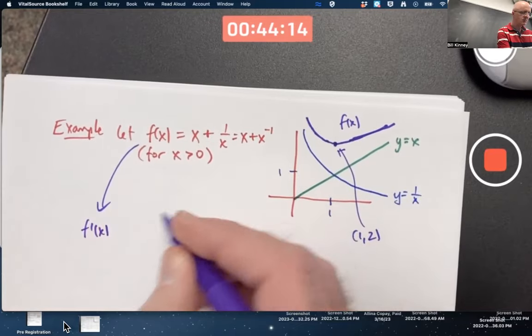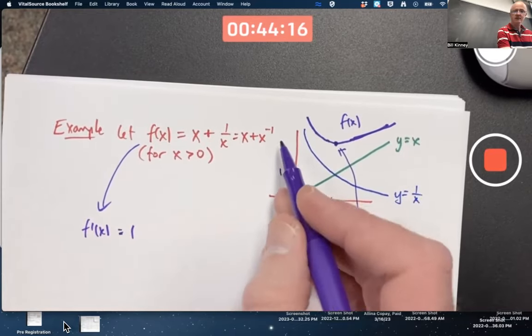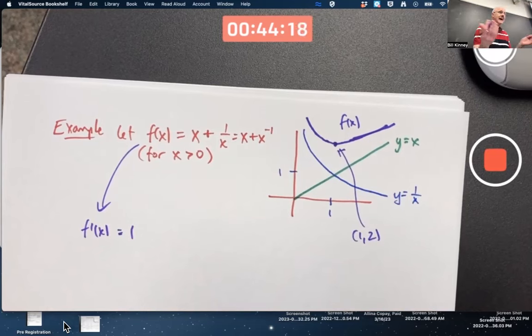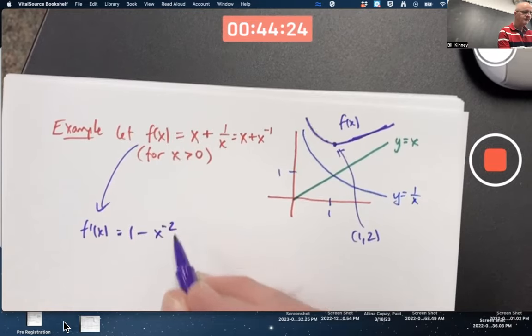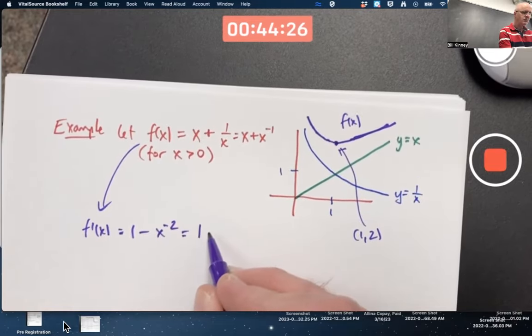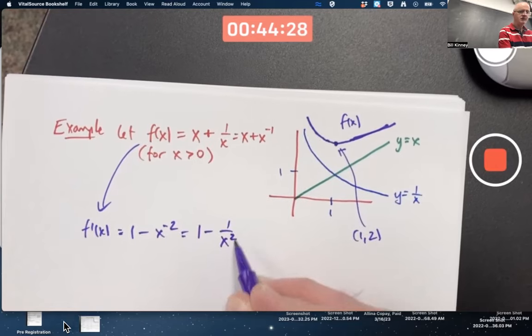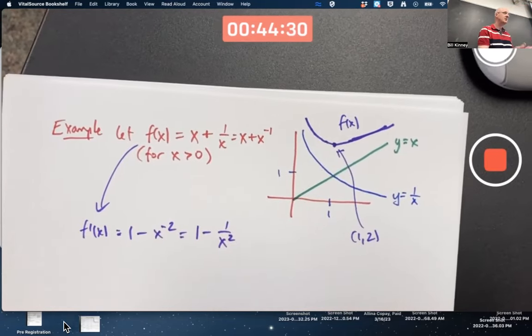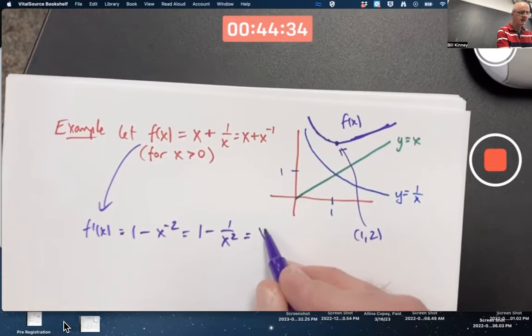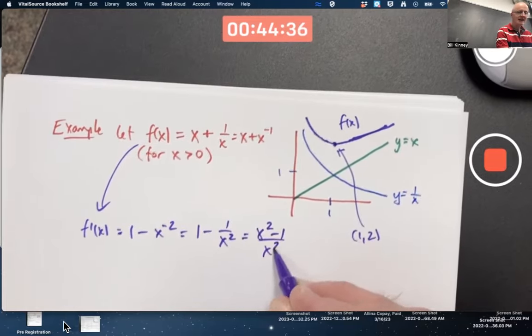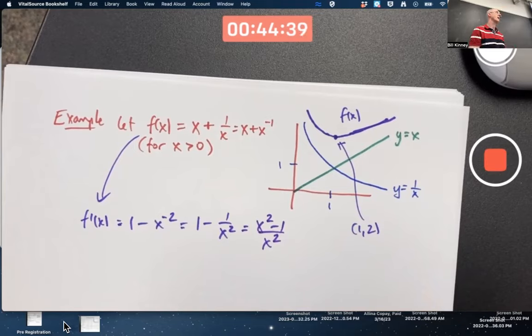The derivative of x is 1. And the derivative of x to the negative 1, we did this already today, is negative 1 x to the negative 2. So I get minus x to the negative 2 here, which is the same as 1 minus 1 over x squared, which, if you like, you can subtract these fractions by getting a common denominator of x squared. This is the same as x squared minus 1 over x squared. Any of those formulas is fine for f prime of x.